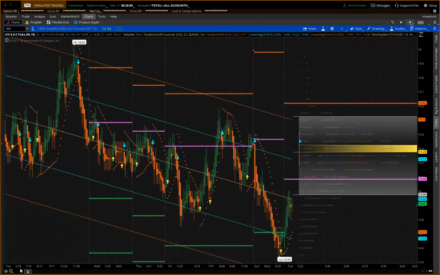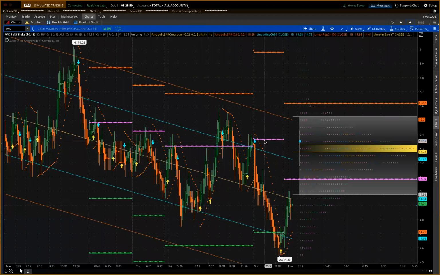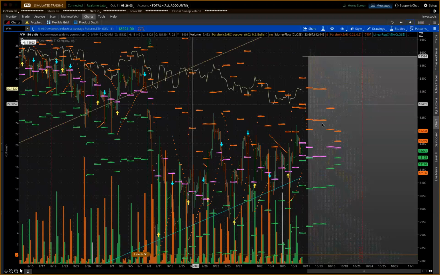And VIX, that's come off. One of those things you buy under 15, under 14, under 13. You sell it at 16, 17, 18, that kind of thing with the VIX futures. Here's the Dow.